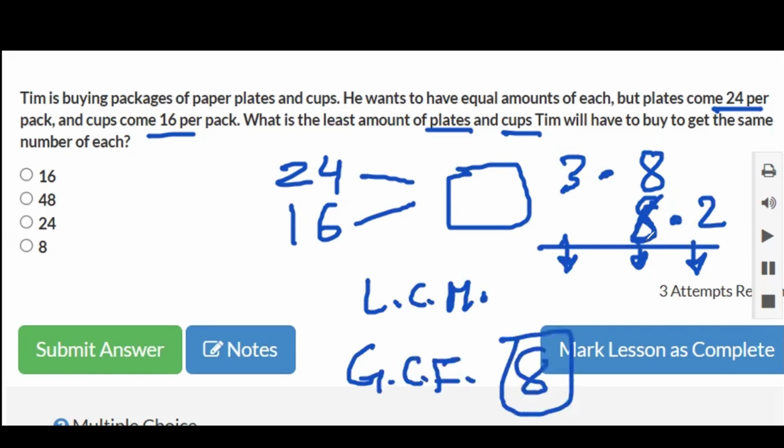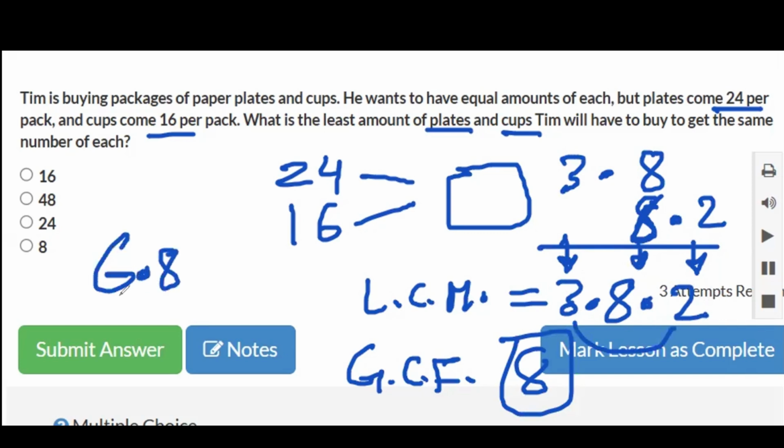Because 8 is common. But for the least common multiple, we multiply everything: 3 multiplied by 8, multiplied by 2. If you multiply those 3 numbers, you get the answer. What is 3 times 2? 3 times 2 is 6. So 6 times 8 is 48. That's it. So this is the answer.